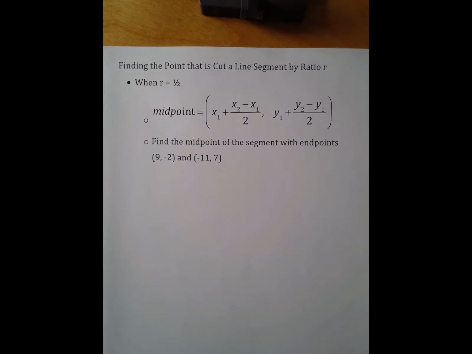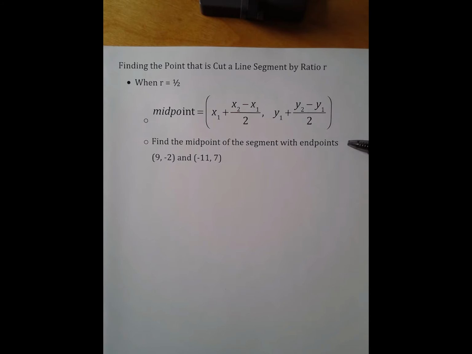These are the notes about how to find a point when a line segment is cut by a particular ratio. The first ratio that you explored in depth for this topic was a ratio of 1/2, so finding the midpoint of a segment. And we discovered that we have this formula for finding the midpoint.